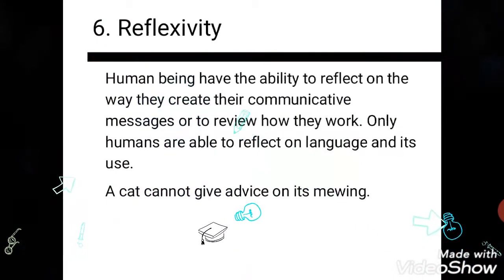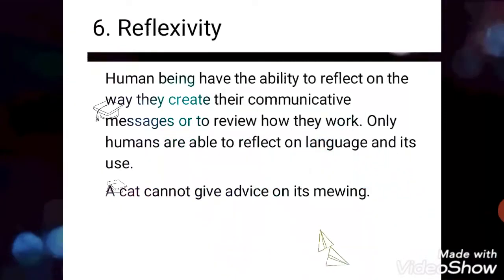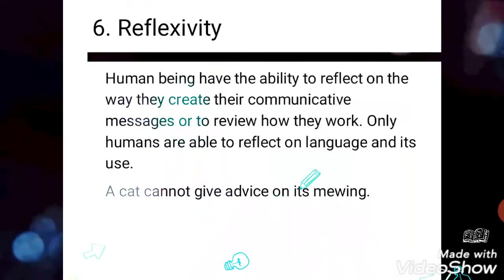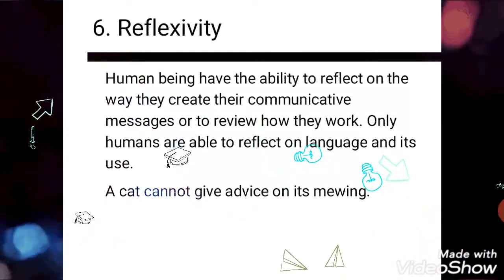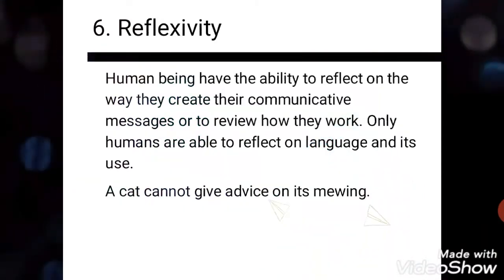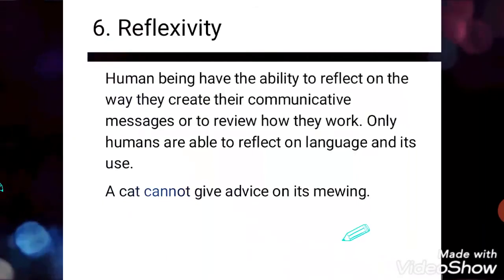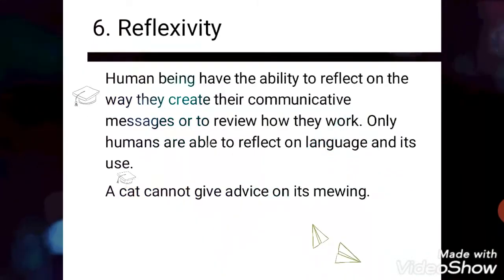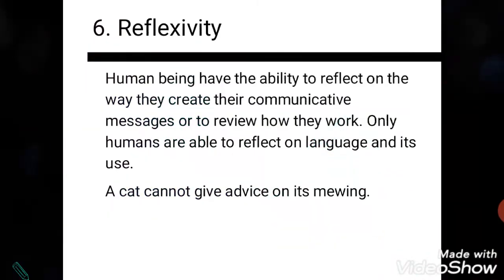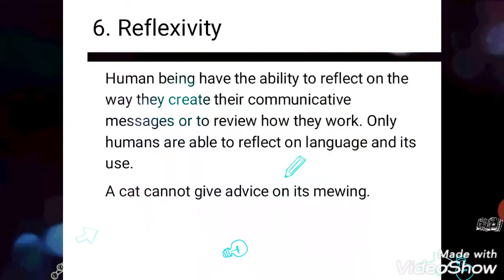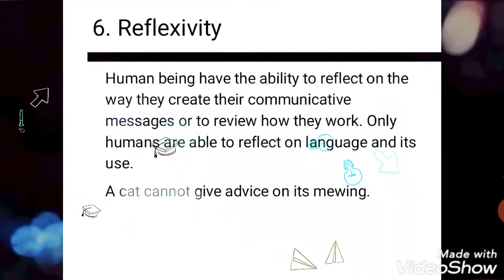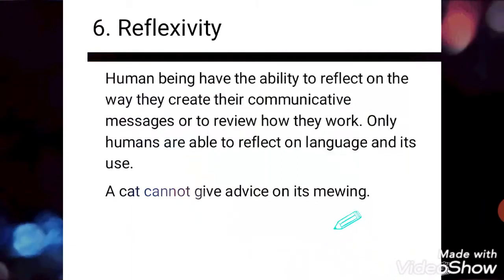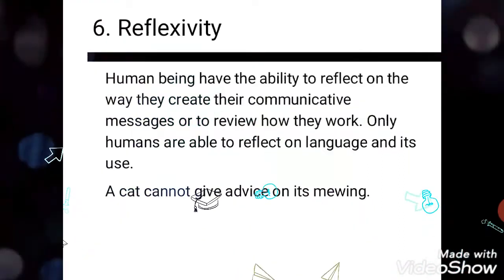So we can communicate messages about our language use. Now I am speaking about our language. So we can reflect on our own language, how to use it, how to better our language usage. But in the case of animals, they can't reflect on their language. For example, a cat cannot give advice on its meow. A dog cannot give advice on its barking. So that is reflexivity.